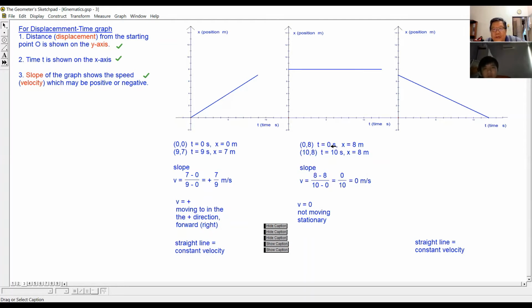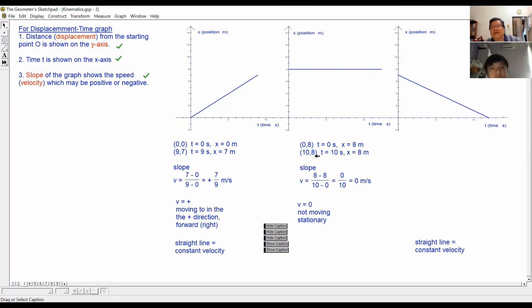When the time is 0, the position is at 8 here, right? Now you look at my stopwatch, where is this person? He's 8 meters. Then I look at my stopwatch after 10 seconds, he is still at that position, 8 meters. Now I'm going to do something else. I look back, he's still at 8 meters there.